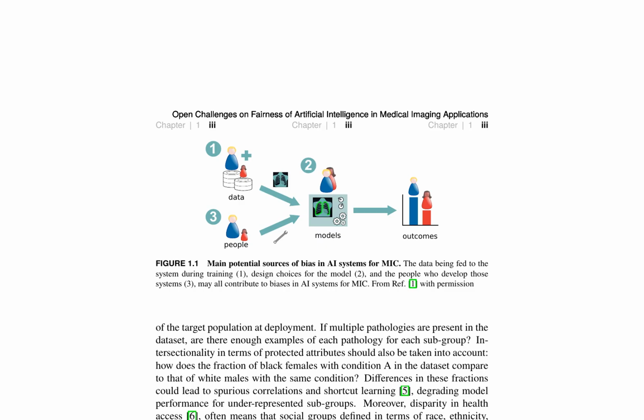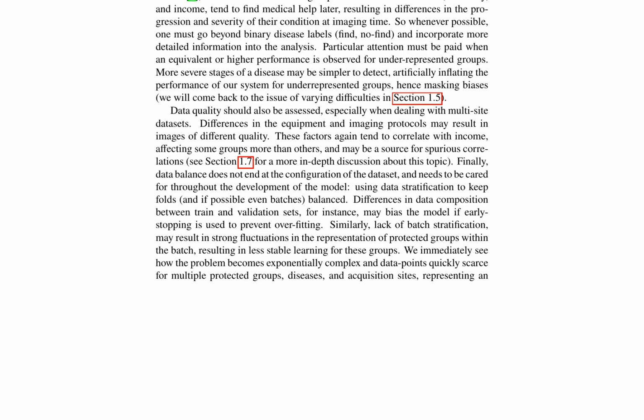The third page of the research paper delves into the open challenges on fairness of artificial intelligence in medical imaging applications. It highlights potential sources of bias in AI systems for medical imaging, including data, model design, and the developers themselves. Ensuring that datasets are representative of the target population at deployment is crucial, with sufficient examples of each pathology for each subgroup. Intersectionality must also be considered in terms of protected attributes and disparities in health access. The paper notes that differences in disease progression and severity due to varying health access can lead to artificial inflation of performance for underrepresented groups, masking biases.